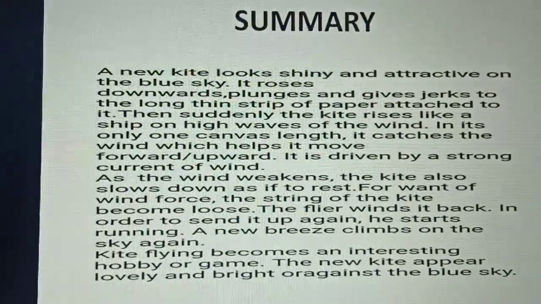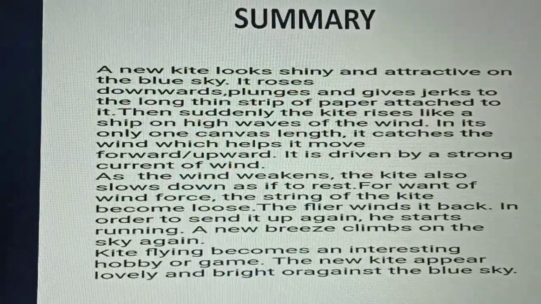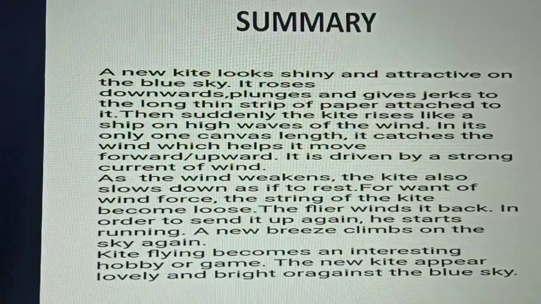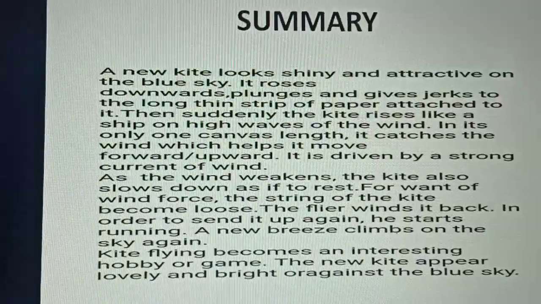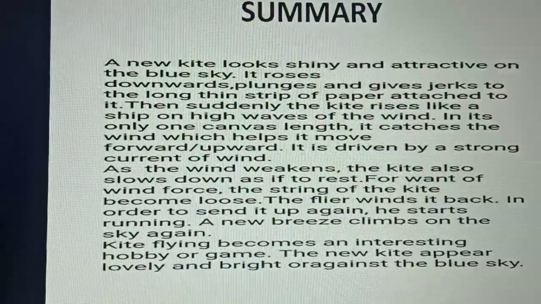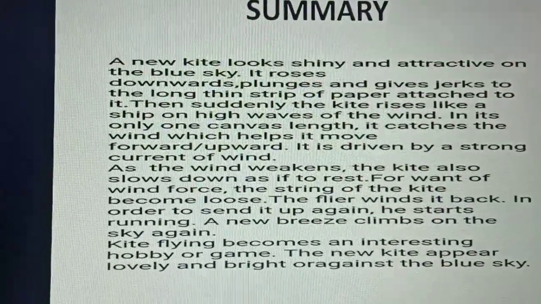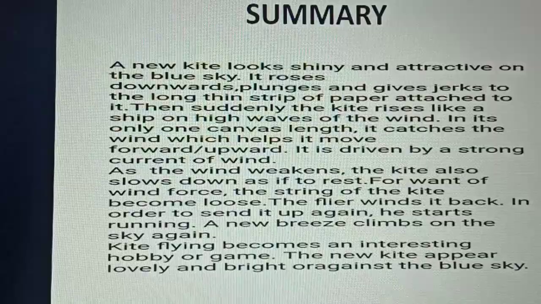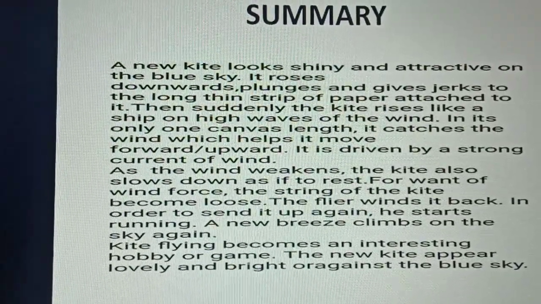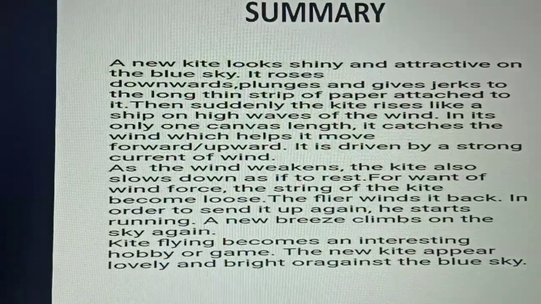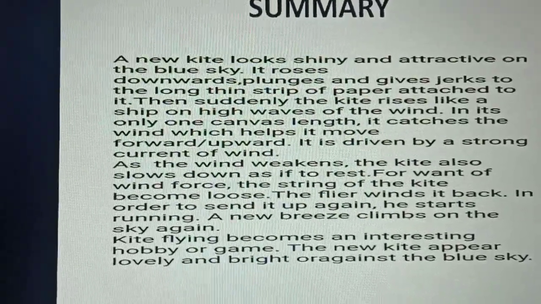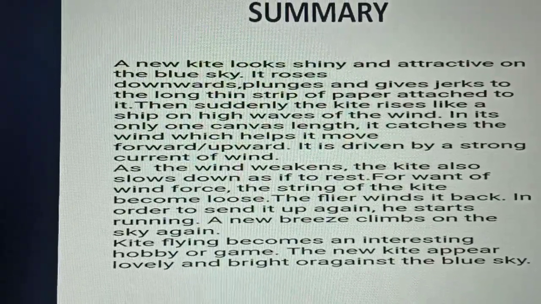You can see the summary of the poem, children. A new kite looks shiny and attractive on the blue sky. It rises and dips downwards, plunges and gives jerks to the long thin strip of paper attached to it. Then suddenly the kite rises like a ship on high waves of wind. In its only one canvas length, it catches the wind which helps it move forward or upward. It is driven by a strong current of wind.